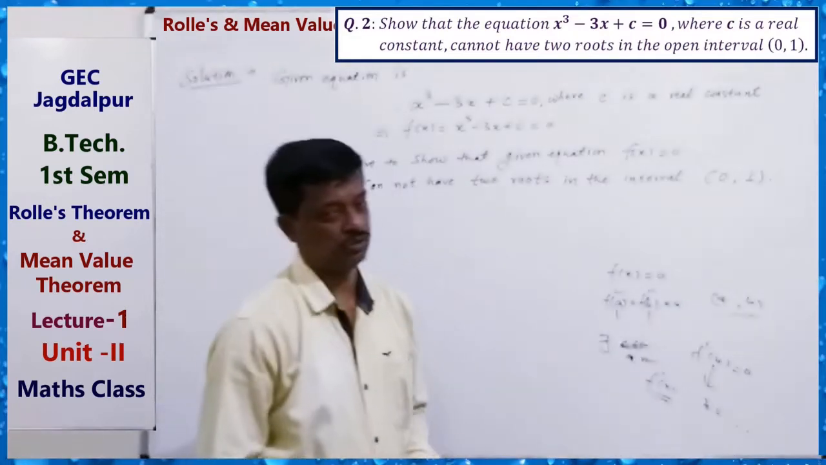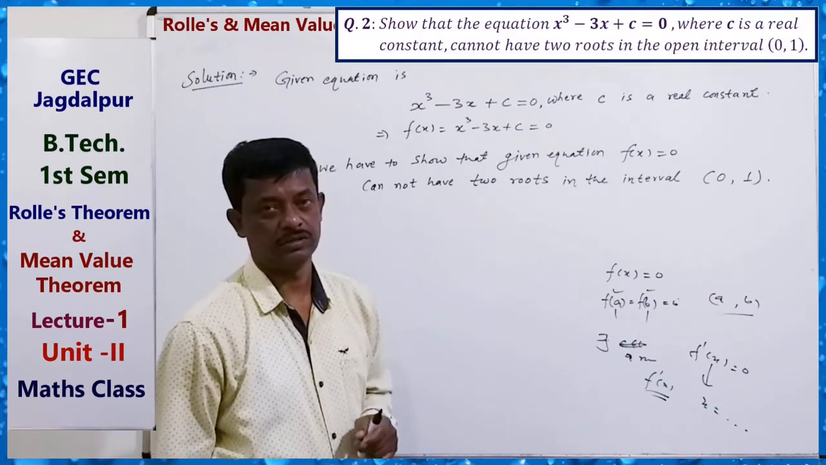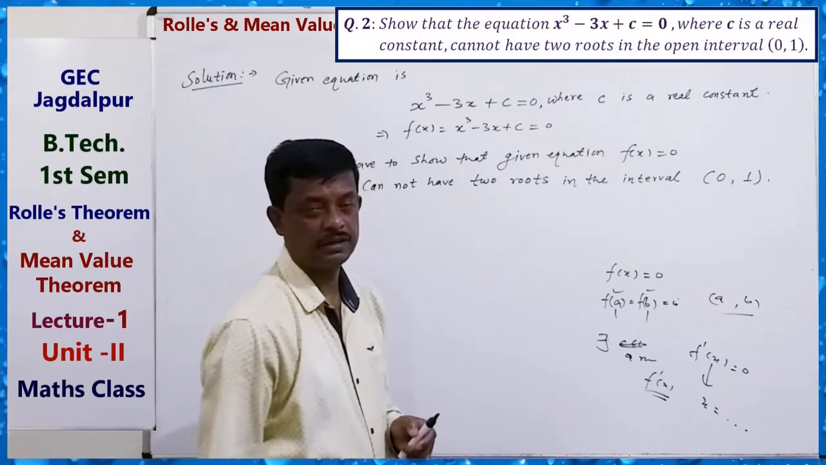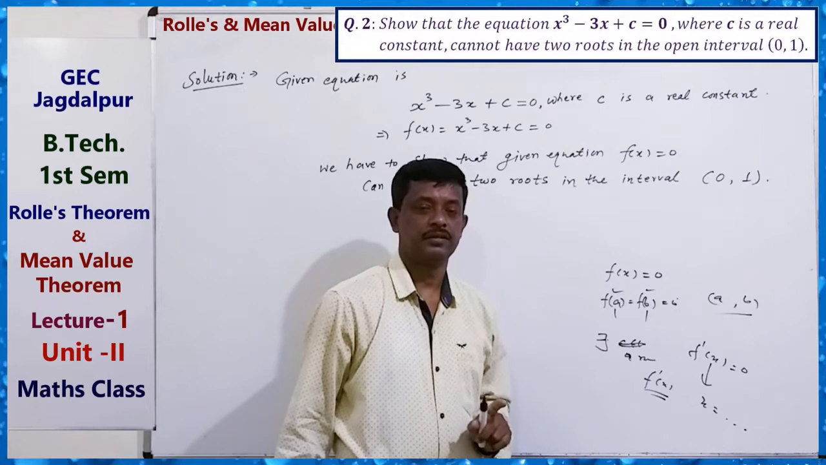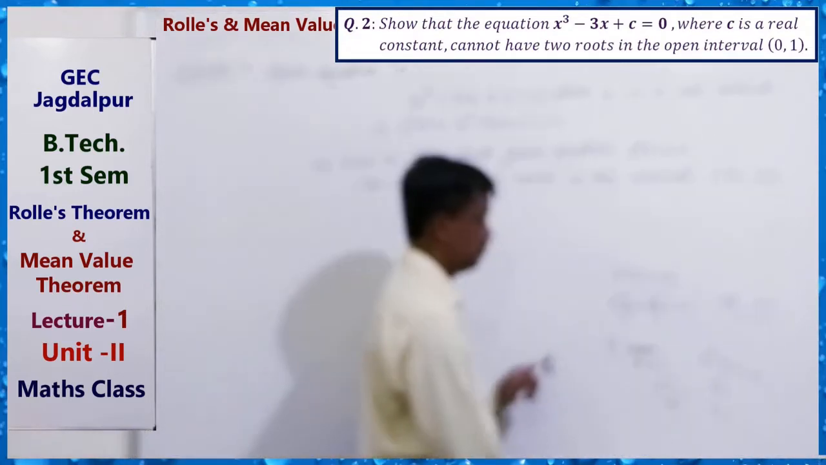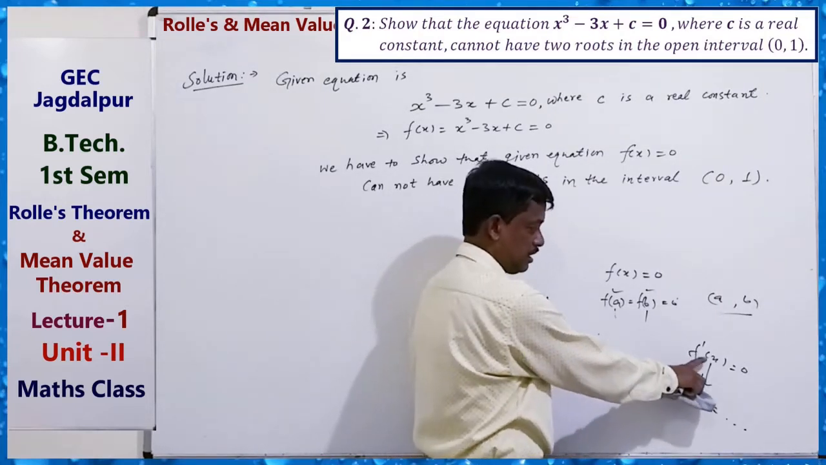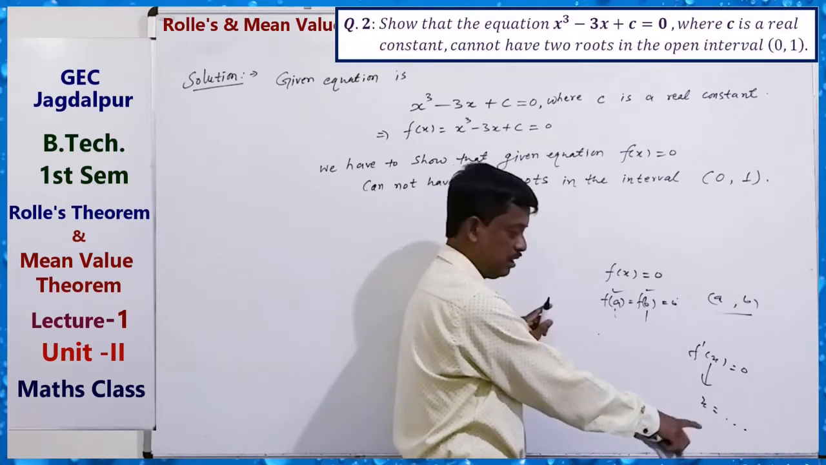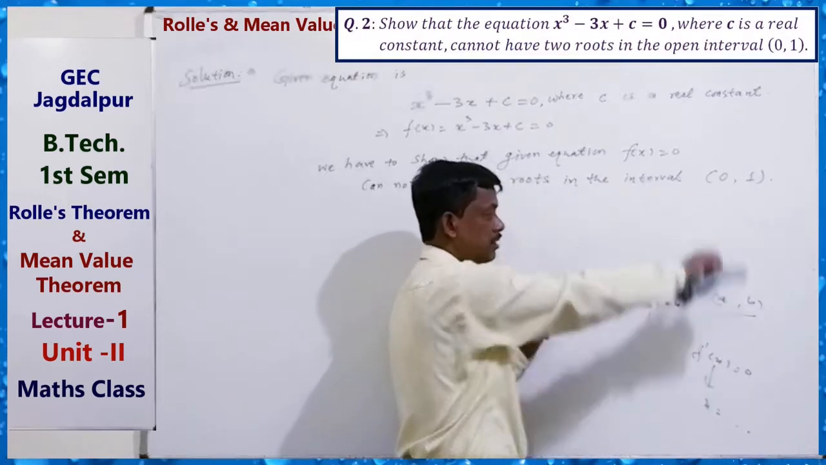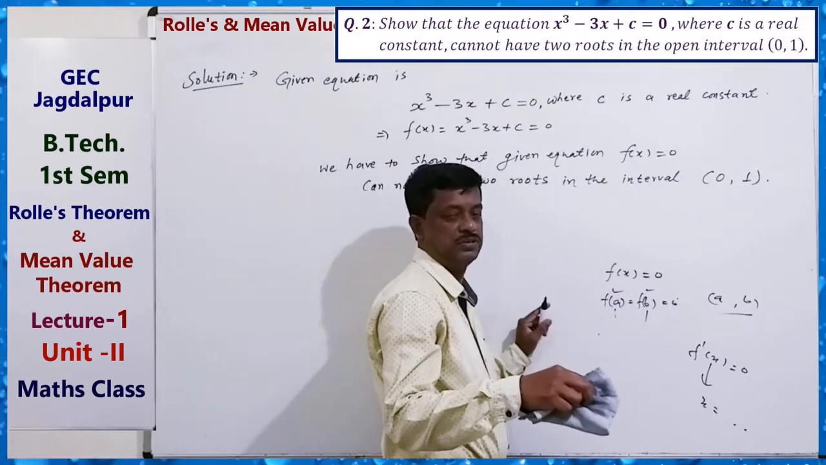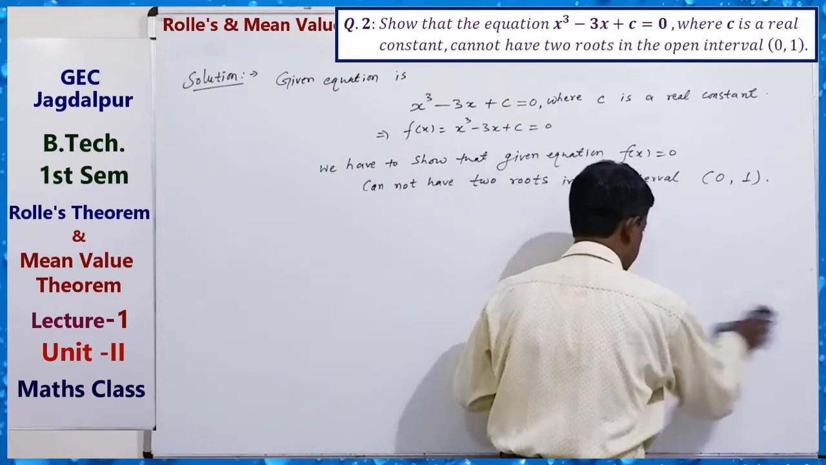So for having two roots, we can use the algebraic interpretation of Rolle's theorem. For that, you have to find the value of x by taking f'(x) = 0. And if any of the values lies in this interval, then you can say it can have two roots. If not, then it cannot have.